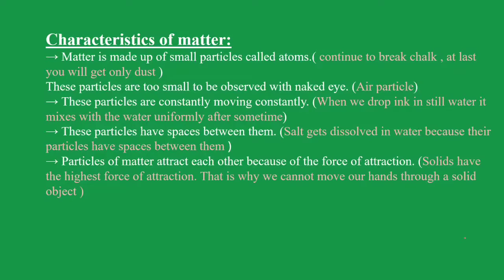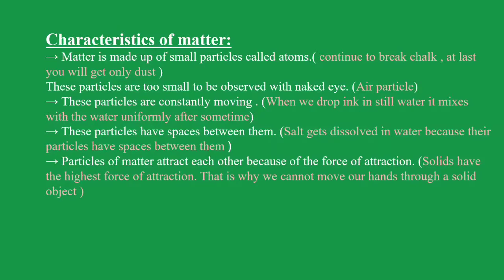Next, let us talk about the characteristics of matter. First of all, matter is made up of very small particles, and these small particles are called atoms. Take an example, a chalk in a classroom. If we start breaking the chalk, you can break it into two halves, then four halves, then slowly keep breaking. At a time it will come when you cannot break it any more. It will be only dust. That means these particles are too small to be observed with our naked eyes. The same is true in the case of air particles.